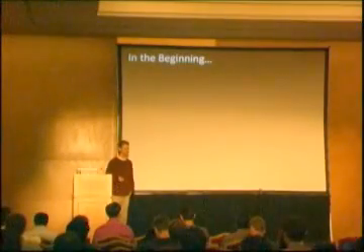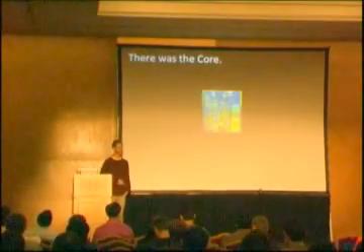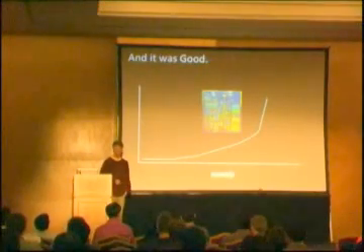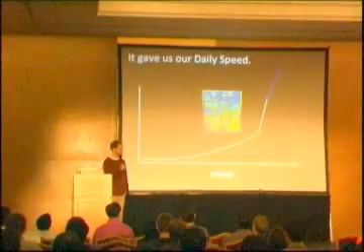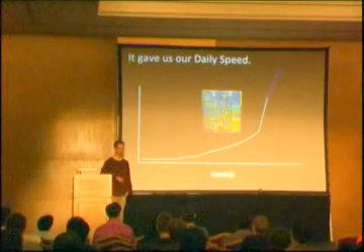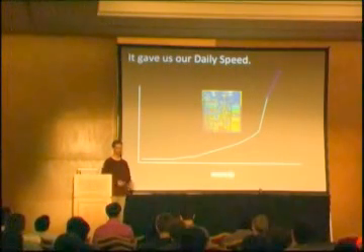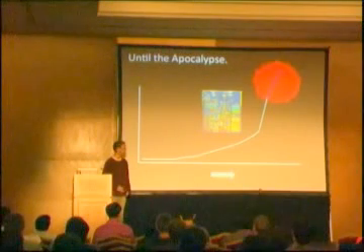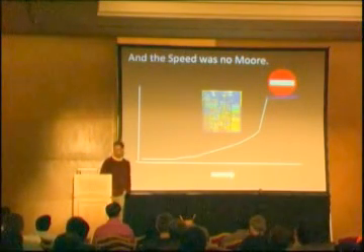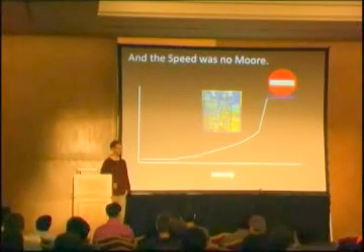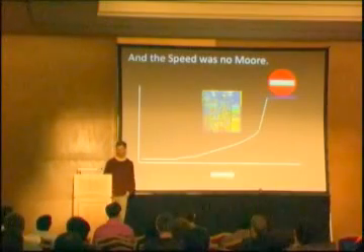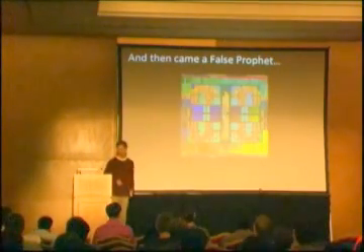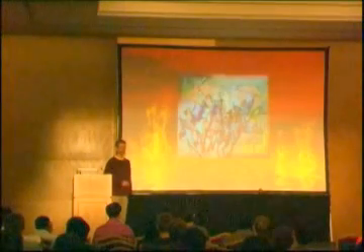So in the beginning, we had the core, and the core was good. It gave us our daily speed. Every 18 months, our programs ran twice as fast, and we didn't have to do anything until the apocalypse. And we were stuck. And then came a false prophet, and now we get multi-core, which is maybe not so great.